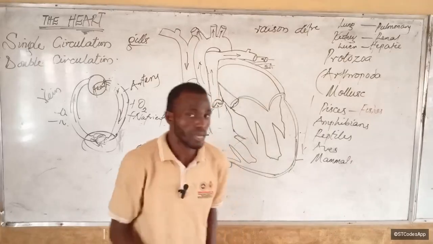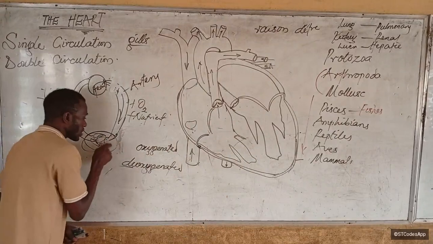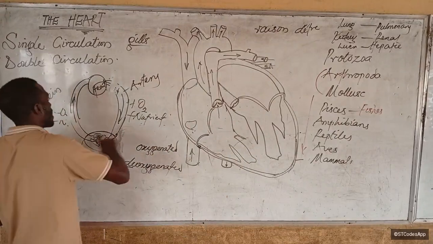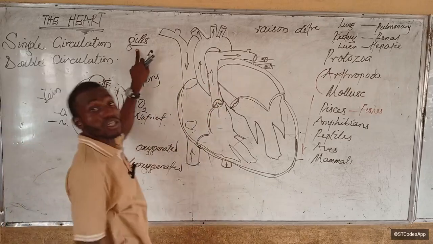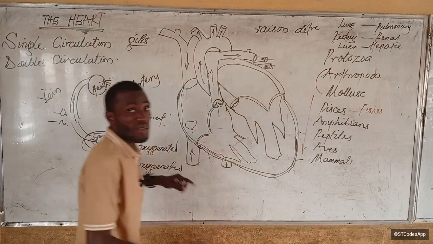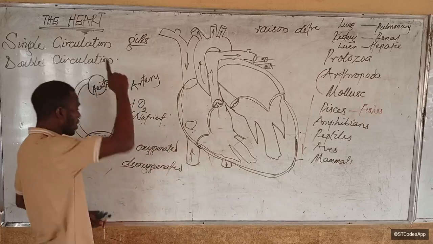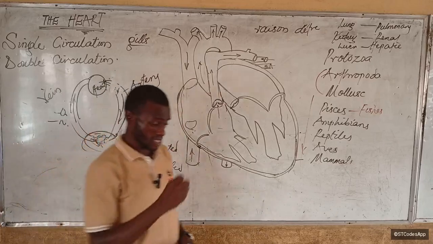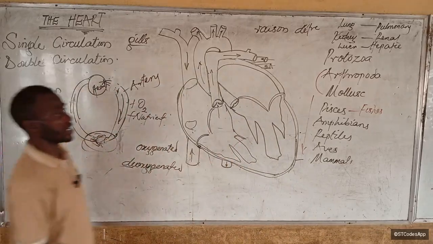Is that clear? Let me take that again. From the heart, it goes to the organ, gets deoxygenated, now flows back to the heart, then from the heart again, because it's still deoxygenated, it goes to the gills in the case of the fishes and becomes what? Oxygenated. By that time, it continues in its flow and goes back to the organ that it needs to oxygenate. All right, let's go to the next one.